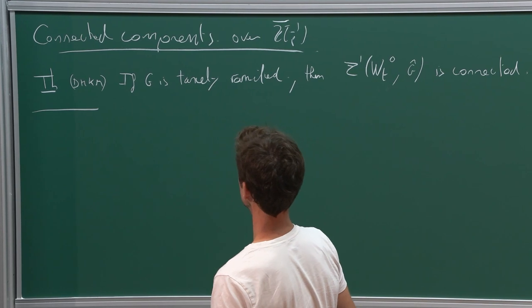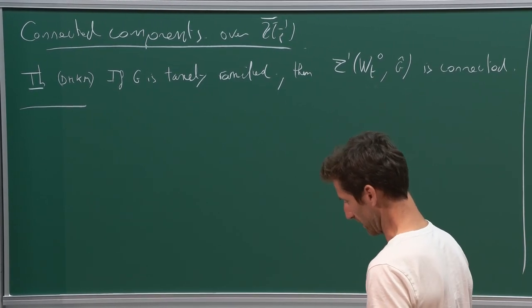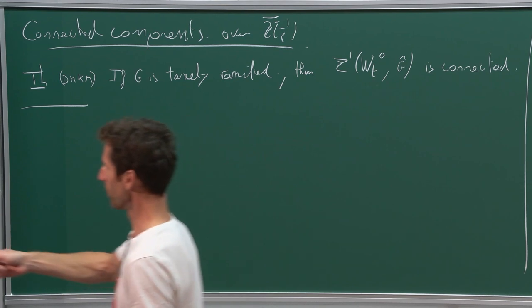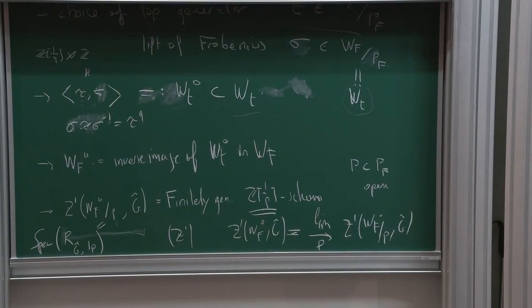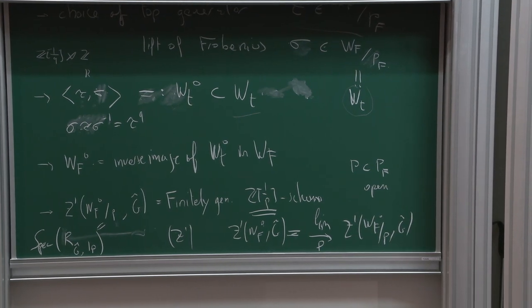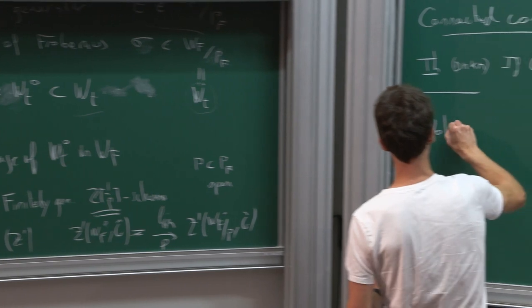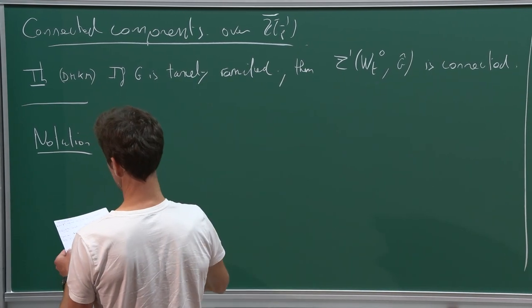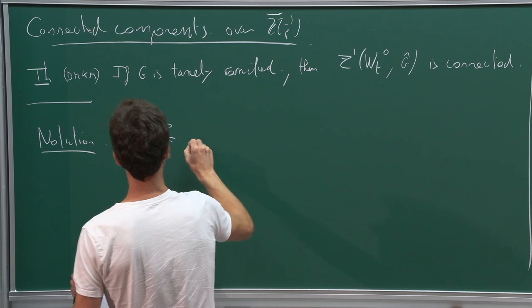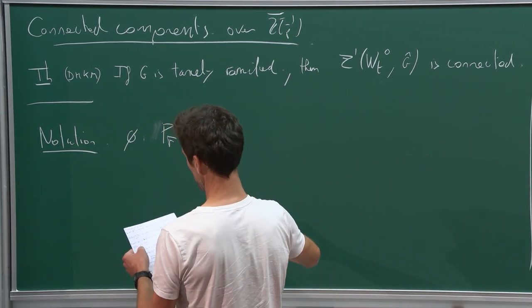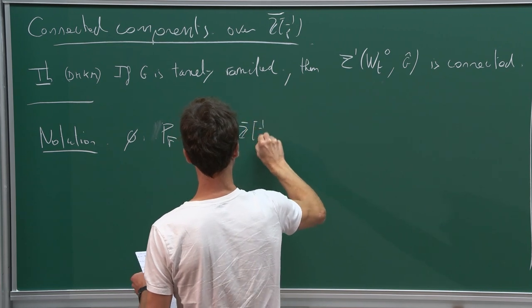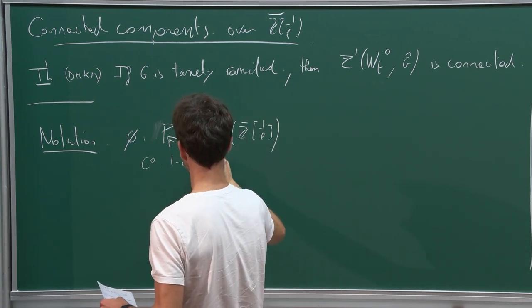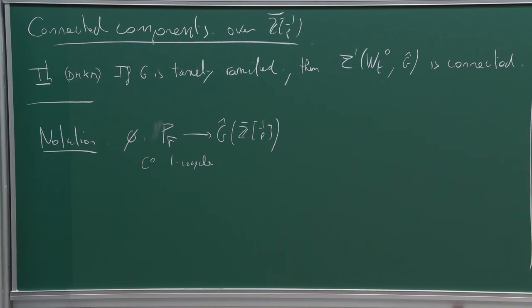So how to go further? The very simple idea is that, as Matt explained, in this case l different from p, what's going on with the wild inertia is somehow easy. So the first thing you want to do is restrict to wild inertia. So let us introduce some notation. So phi will be some one cocycle from the wild inertia subgroup. So a continuous one cocycle. Continuity is just that it factors over some finite quotient.